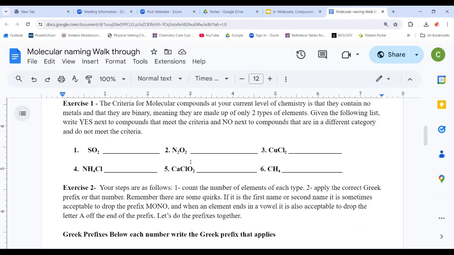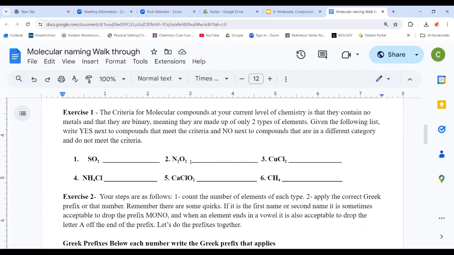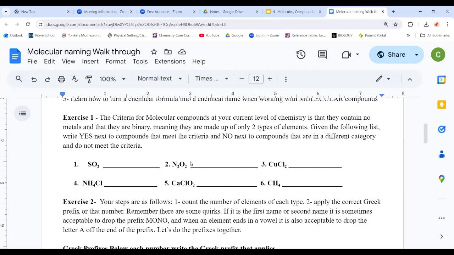If you decide it's not molecular, you are not allowed to use the same naming rules anymore. If you decide it's not molecular, the only other thing it can be is ionic, and that has a different set of naming rules, which is what we're going to do in the next video. And you did it in class actually today. So SO2 fits the criteria. It has two nonmetals, it's binary, and both are nonmetals. So that's a yes.